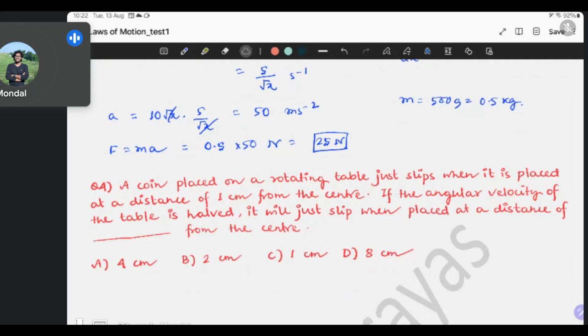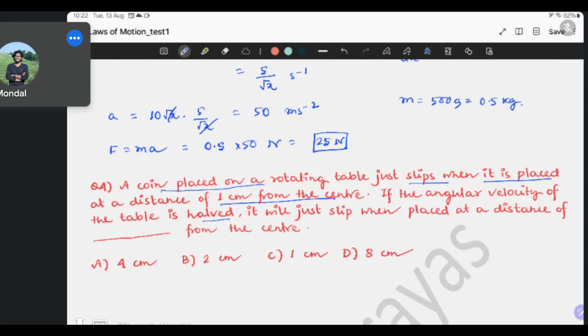Okay, so the next question says a coin placed at a rotating table just slips, meaning it slips, when it is placed at a distance of 1 centimeter from the center. If the angular velocity of the table is halved, it will just slip when placed at a distance from the center. So we have to calculate the distance from these expressions.